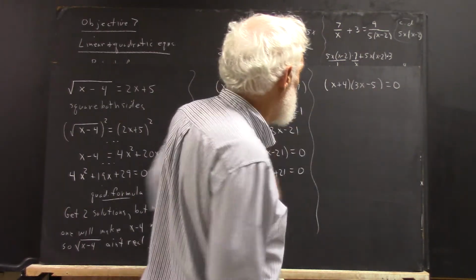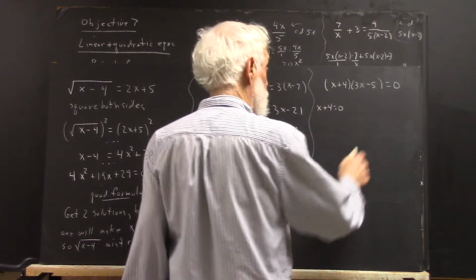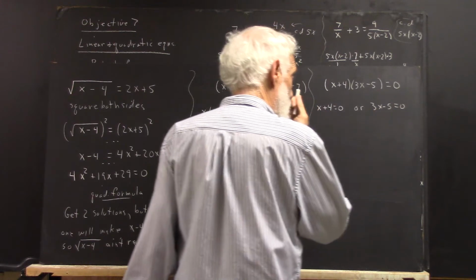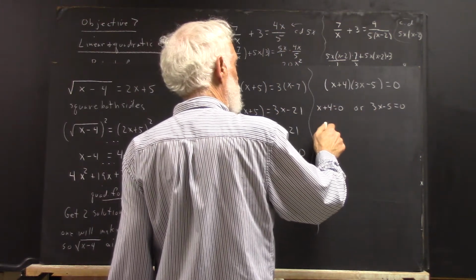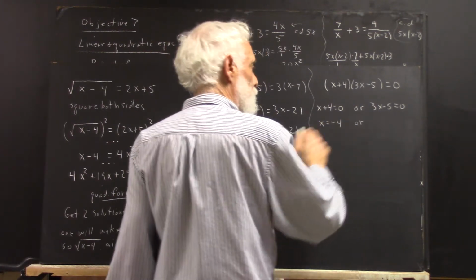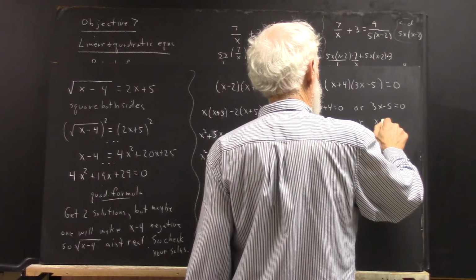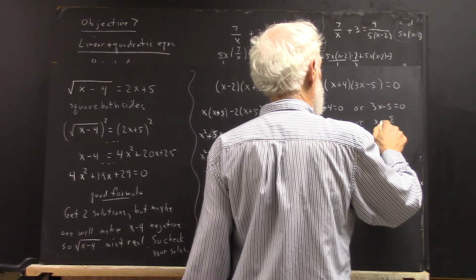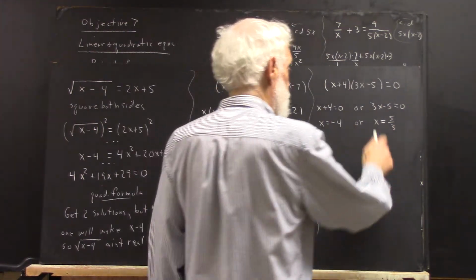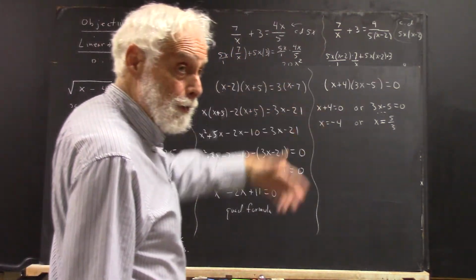The only way this can be 0 is if x plus 4 equals 0, or 3x minus 5 equals 0. Now, x plus 4 equals 0 is the same as saying x equals negative 4. 3x minus 5 equals 0. Without going through the details of rearranging the equation, it's pretty clear that we're going to get x equals 5/3, but of course, there are some steps in here, so I'll put the dots there, the ellipsis. Okay? So there's your solution.